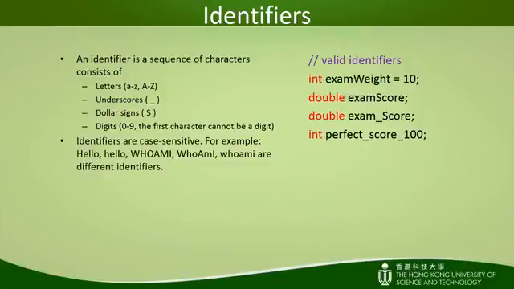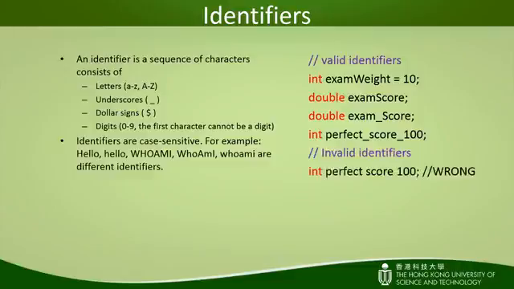But space cannot be included as part of an identifier. So perfect space score space 100 with space in between is not a valid identifier. If you want to separate two words in an identifier, the underscore should be used. Don't confuse the underscore with a hyphen. The hyphen cannot be used as an identifier as it would be interpreted as a minus sign.